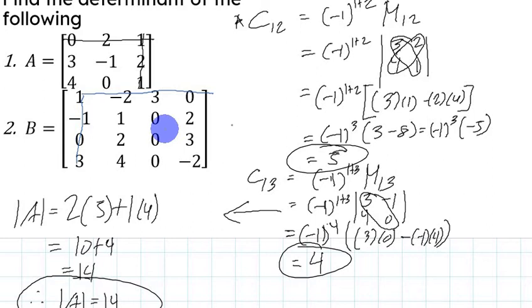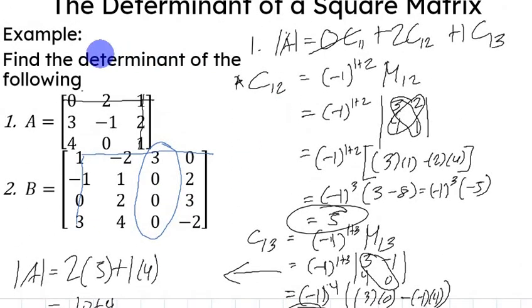However, as you can see, we have this column here with all zeros. If only we could use the definition for any row or any column, it would work, because it would be easier to find for rows with zeros, just like what we had here. Our first entry is 0, which helped us reduce our time of solving.